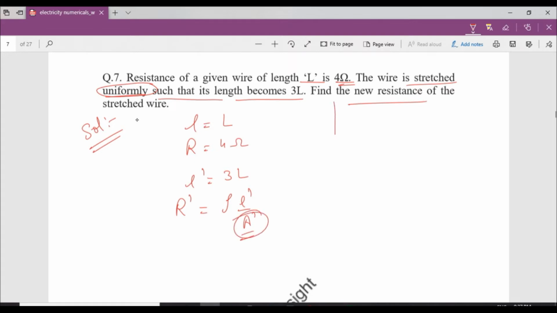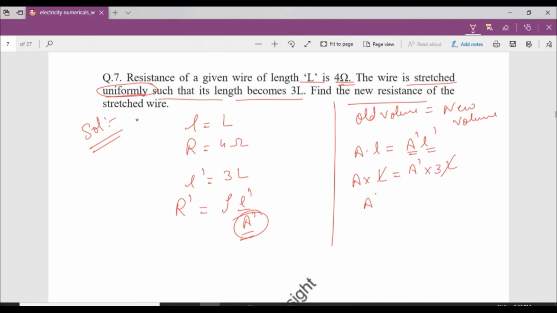So again we will use old volume is equal to new volume. So area into length will be equal to A dash L dash, where A dash is the new area and L dash is the new length. Initial length is capital L and new length is 3L. So L cancels with this L, and A dash comes out to be A by 3. So the area has been reduced by a factor of 3.